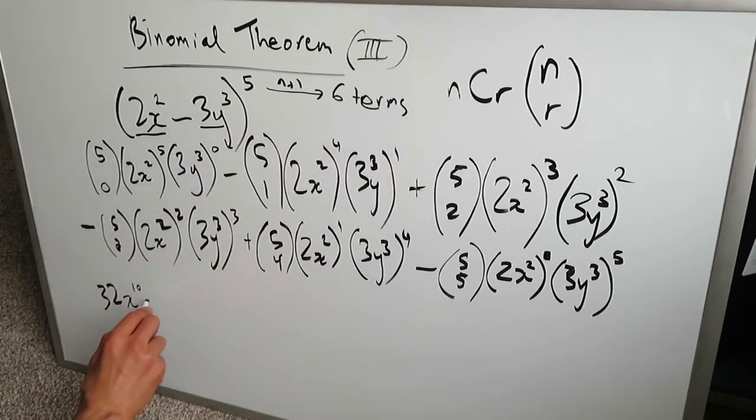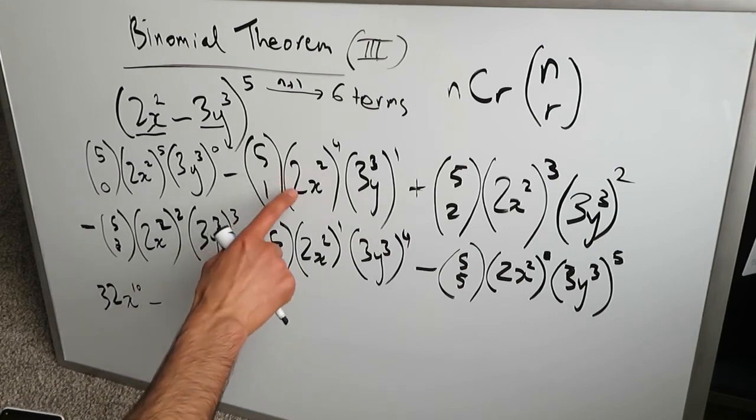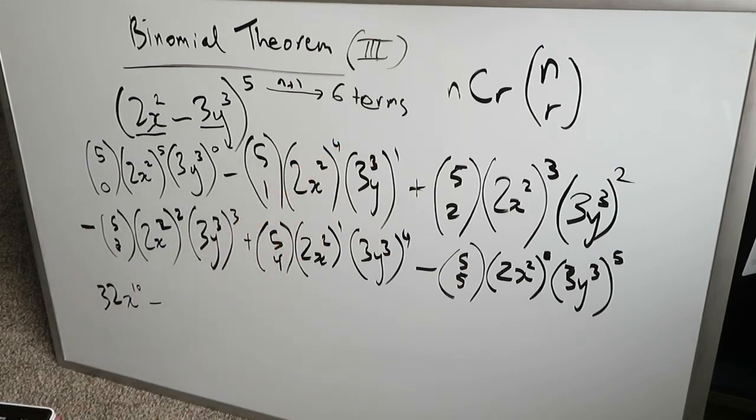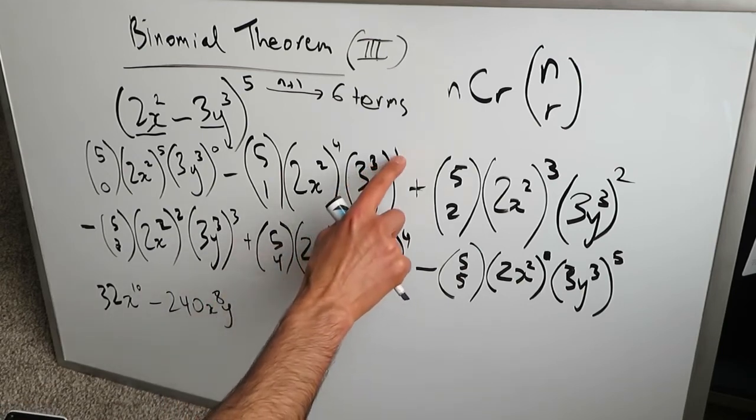The next term, minus, we're going to calculate this right here on our calculator. It'll be 5 factorial, which is 120, divided by 4 factorial. I can do some of these combinations in my head. So you're going to end up getting a 5 over here. 5 times 2 to the power of 4, which is a 16, times 3 to the power of 1, I'm getting a 240 over here. I'm going to get 240 x to the power of 8 and y to the power of 3 times 1, 3.